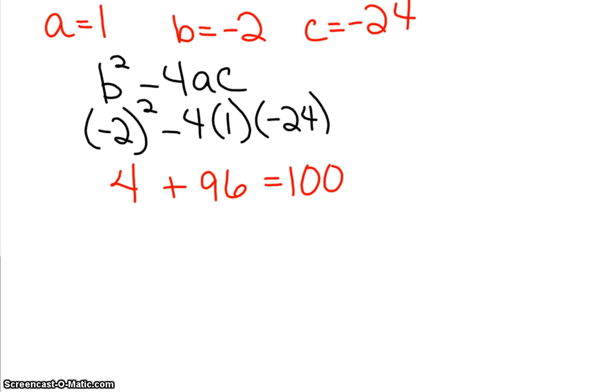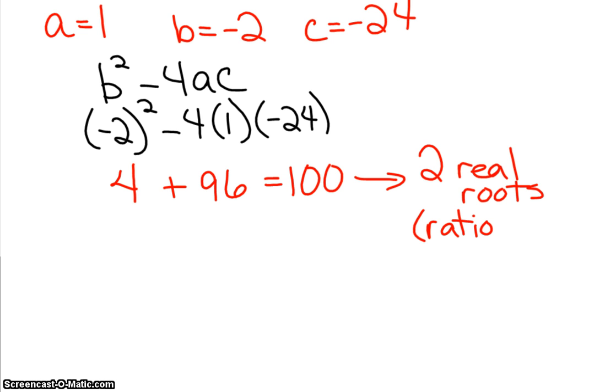Now, it's positive. What this is telling me to start with is I'm going to have two real roots. I can actually tell a little bit more about it. Not only are they real, they're also going to be rational. And the reason they're going to be rational is because the square root of 100 is 10. It's not anything that's ugly. It's not one of those ugly decimals floating around.